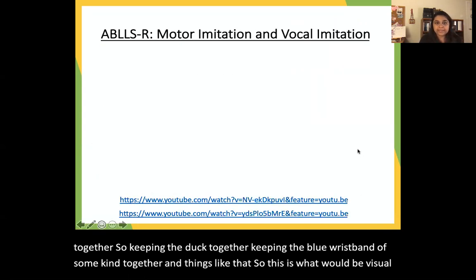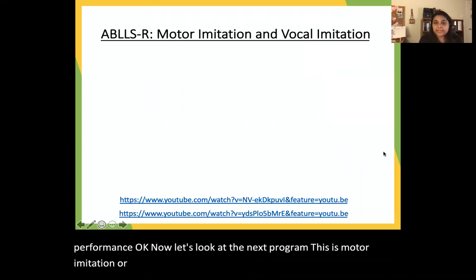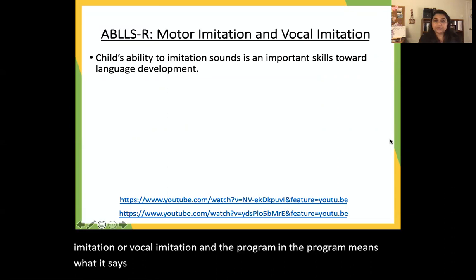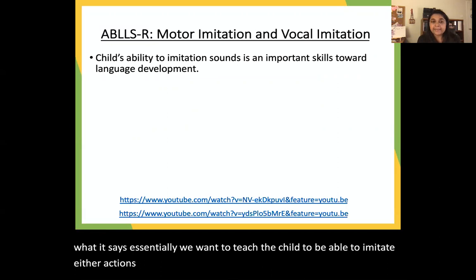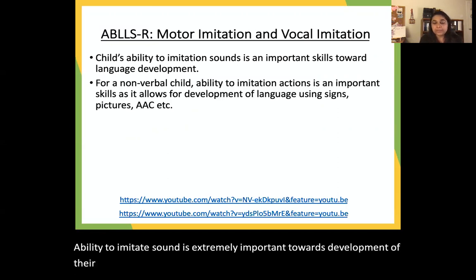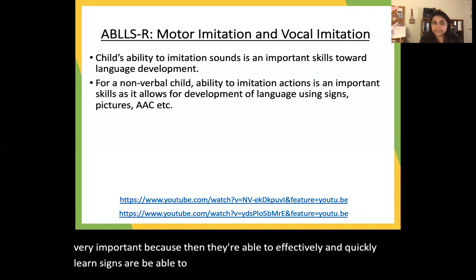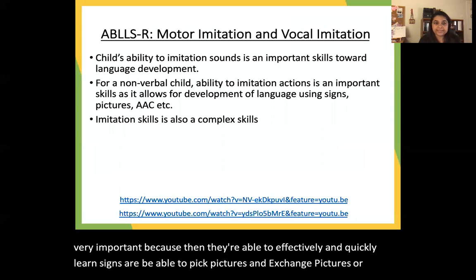Okay, now let's look at the next program. This is motor imitation or vocal imitation. And the program means what it says. Essentially, we want to teach the child to be able to imitate either actions or sounds. So child's ability to imitate sound is extremely important towards development of their language. For non-verbal children, ability to imitate actions become very important, because then they're able to effectively and quickly learn signs, or be able to pick pictures and exchange pictures, or use any kind of a speech device.